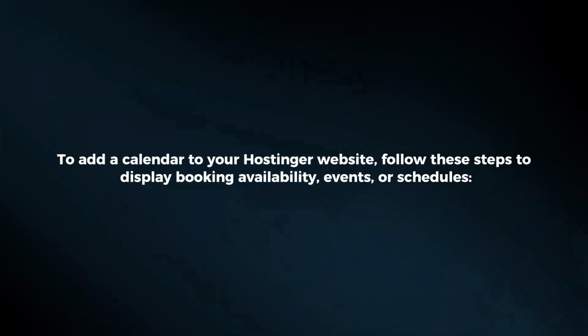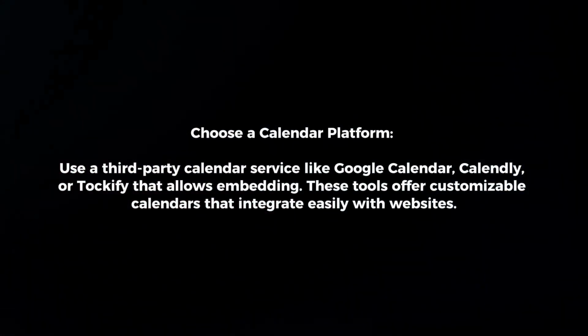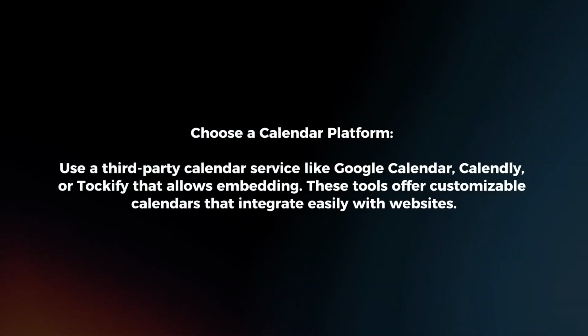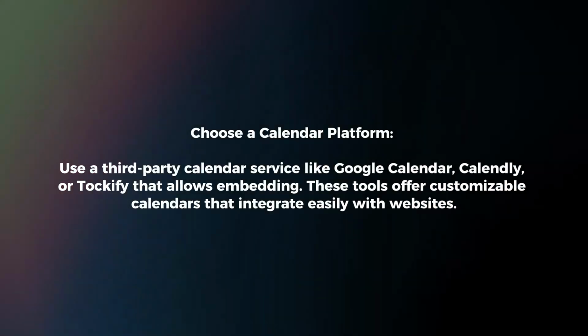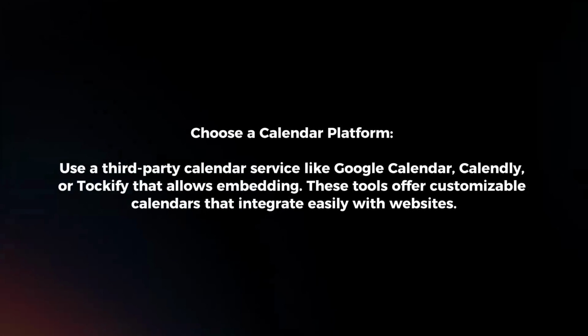To add a calendar to your Hostinger website, follow these steps to display booking availability, events or schedules. Choose a calendar platform. Use a third-party calendar service like Google Calendar, Calendly or Talkify that allows embedding. These tools offer customizable calendars that integrate easily with websites.